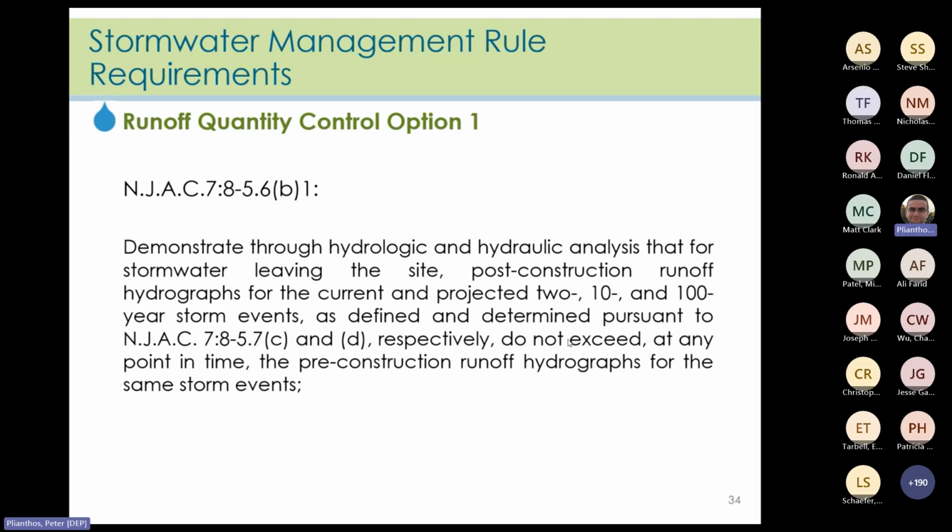And as mentioned earlier, the current 2, 10, and 100-year storm events are the rainfall data from NOAA applied with the current precipitation adjustment factors. And the projected 2, 10, and 100-year storm events are the rainfall data from NOAA applied with the future precipitation change factors.